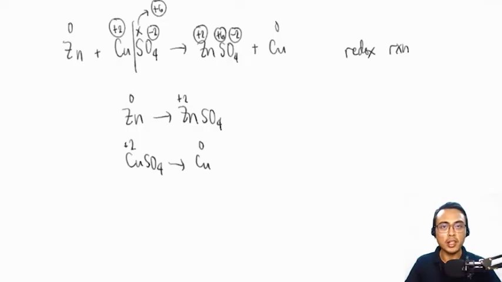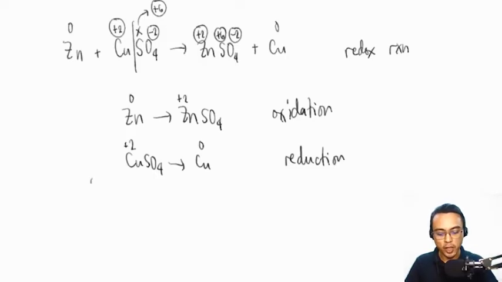Which among these is the reduction reaction? Remember, the reduction reaction is where the oxidation state becomes more negative, or the oxidation state decreases. Therefore, that is our second half reaction. From positive 2, it decreased to 0. This is our reduction. And of course, the first one is our oxidation half reaction. What is the oxidizing agent? That is copper sulfate. What is the reducing agent? That is zinc.